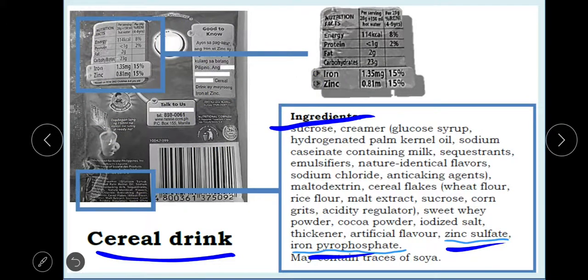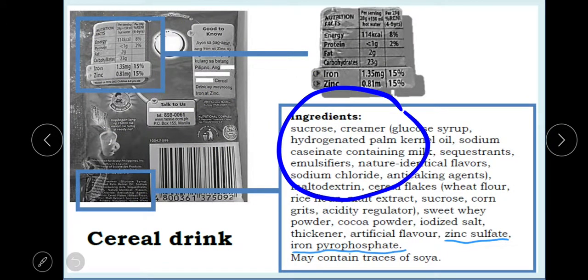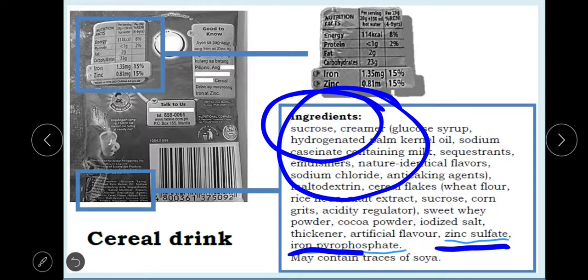What I want you to see is this, that I think most of the ingredients are in the form of compounds, right? Agree or disagree? I think you must agree that most of the ingredients are in the form of compounds. For example, zinc sulfate is a compound. Iron pyrophosphate is a compound. So meaning to say, most of the ingredients found in food products are in the form of compounds. Please remember that. Don't forget.